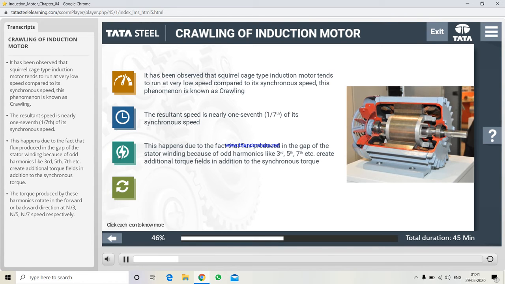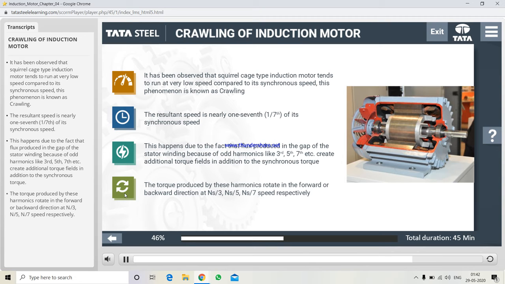This happens due to the fact that flux produced in the gap of the stator winding because of odd harmonics like third, fifth, seventh, etc. creates additional torque fields in addition to the synchronous torque. The torque produced by these harmonics rotates in the forward or backward direction at Ns by 3, Ns by 5, Ns by 7 speed respectively.